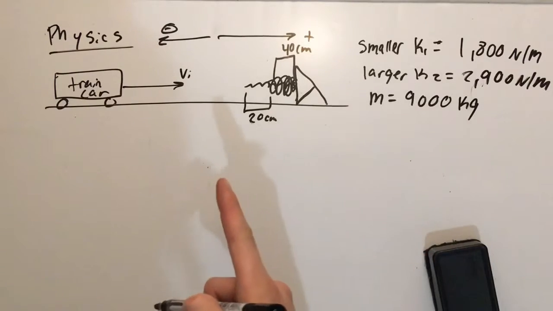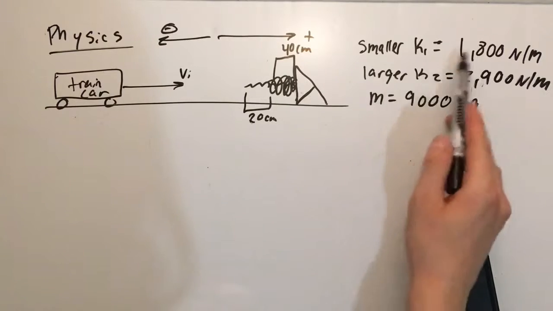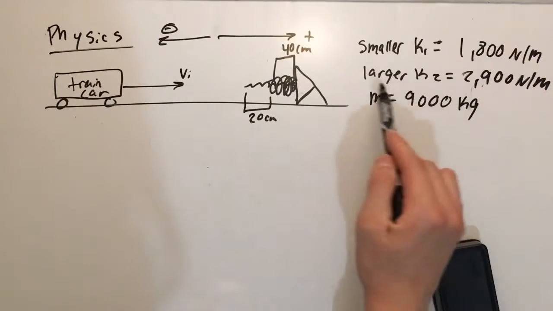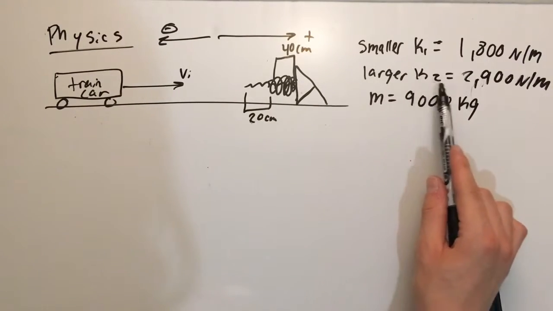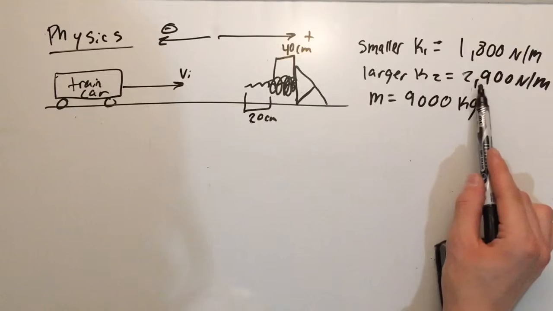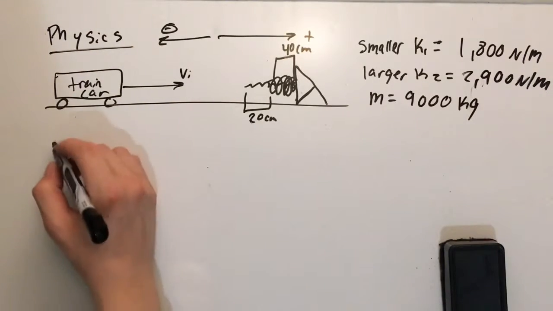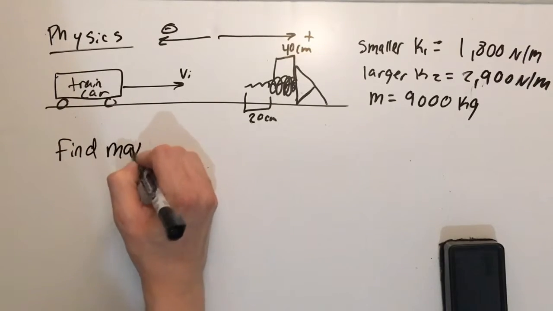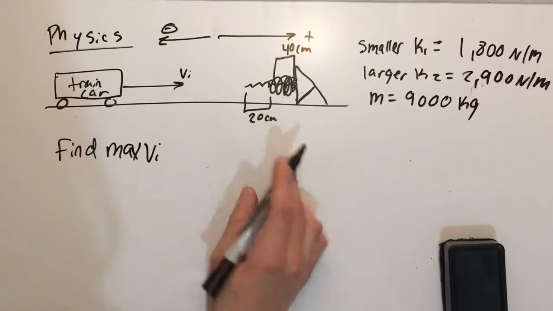And the problem asked, given this information, and here are the spring constants: the smaller one, K1, is 1,800 newtons per meter, and the larger spring, K2, is 2,900 newtons per meter. And the question was, find the max v_i so that it can still be stopped.